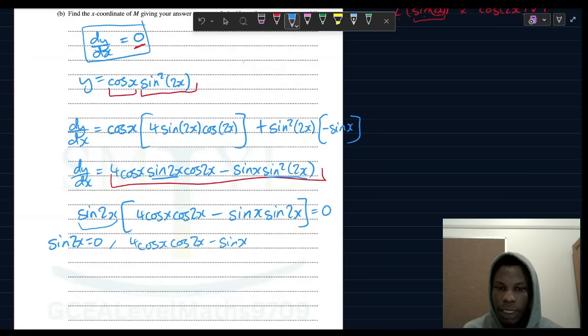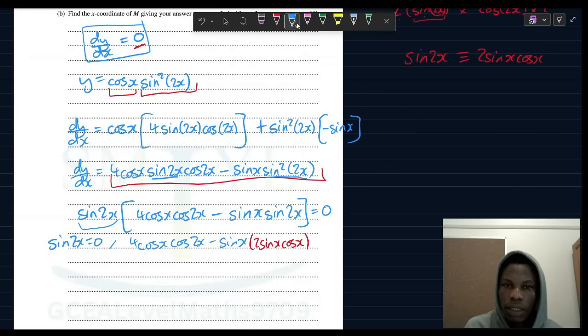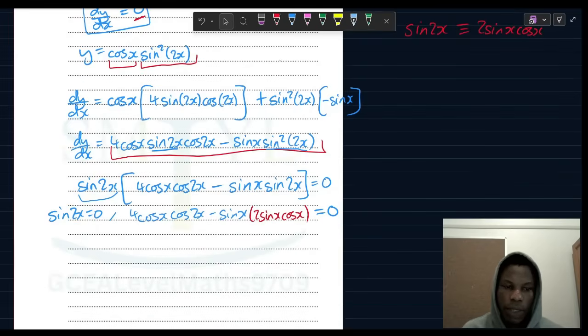I want to rewrite sine 2x using the double angle formula: 2 sine x cos x, right? 2 sine x cos x is 0. Okay, we'll come back to this equation here.